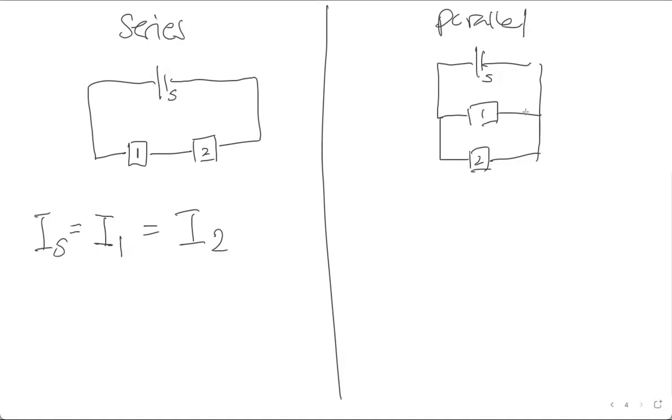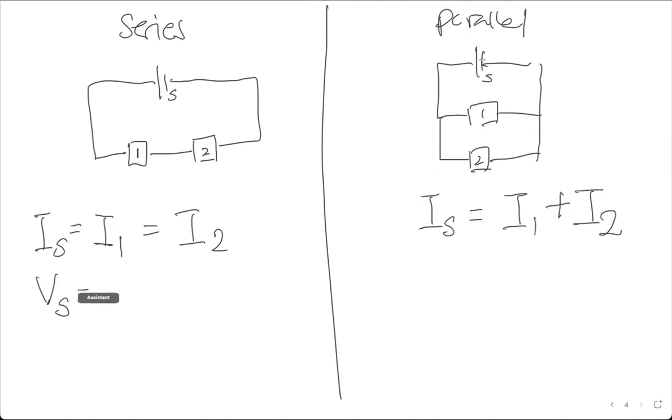Then for parallel, the current from the source will be equal to current 1 plus current 2. Because when the source current reaches this intersection, it can go by 1 and go by 2. So you add 1 and 2 together, and it should be all the current from the source. Clear so far? Now, how about this?